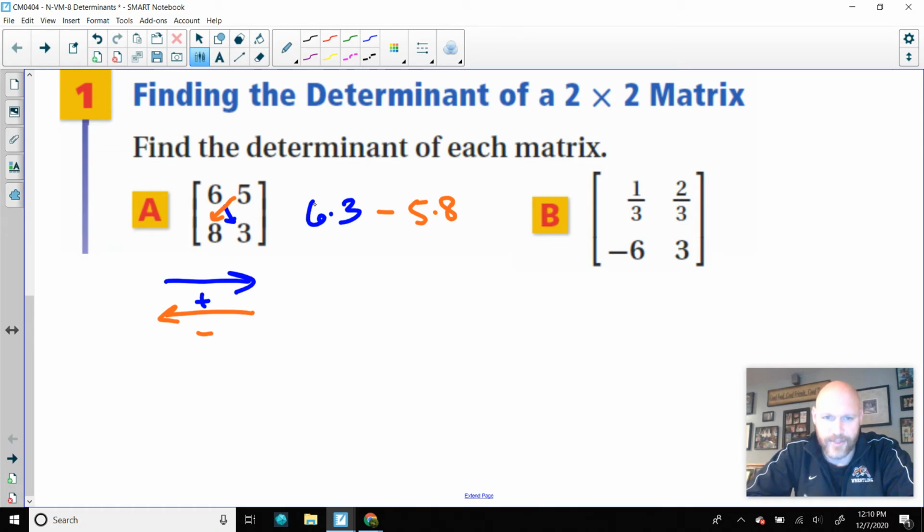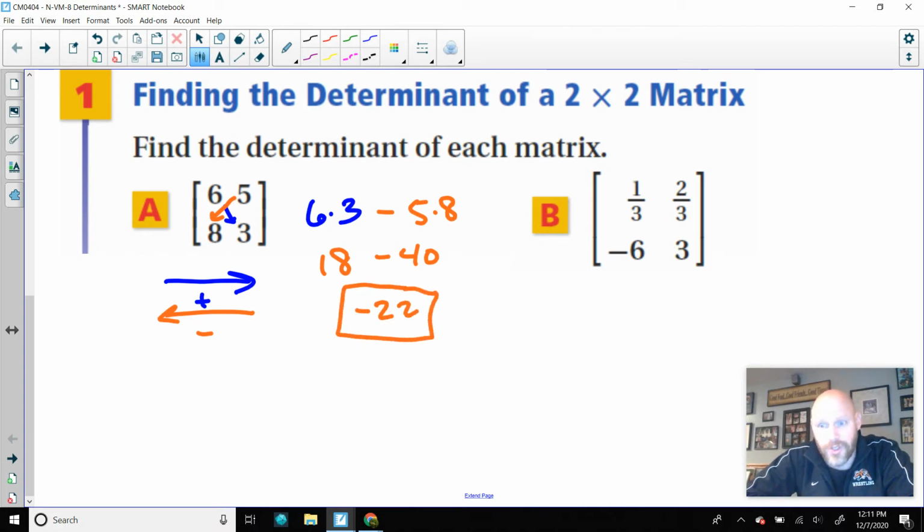So we have 6 times 3, which is 18, and 5 times 8, which is 40. And when we subtract the two, we end up with a negative 22. And that is the answer. That's all we're doing. For a 2 by 2, it's pretty simple.